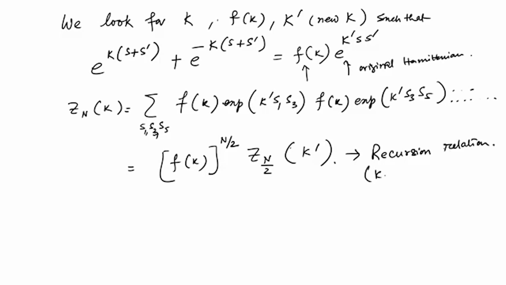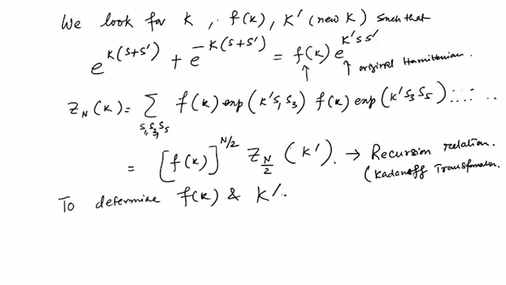Or it is also called the Kadanoff transformation. Okay, so we have to determine f(k) and k prime. Okay, how do we do that? We take these combinations, S equal to S prime equal to plus minus 1, that is, 1.